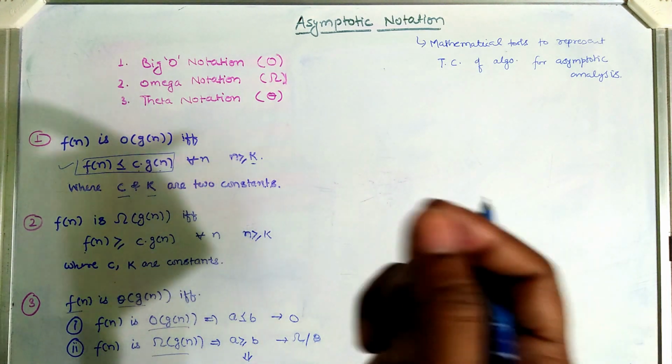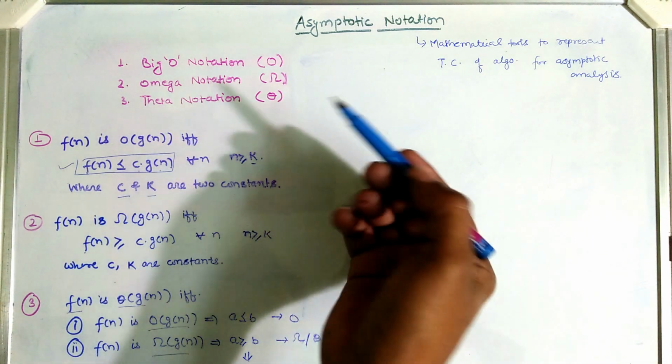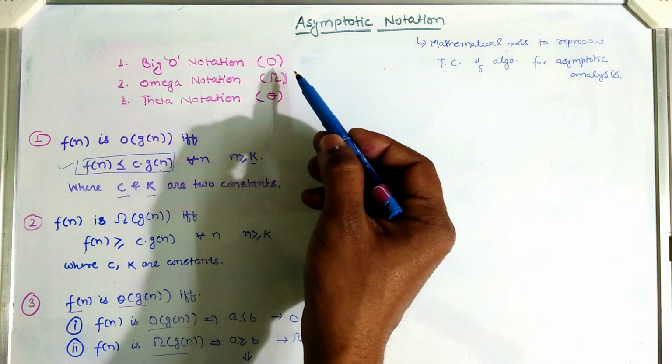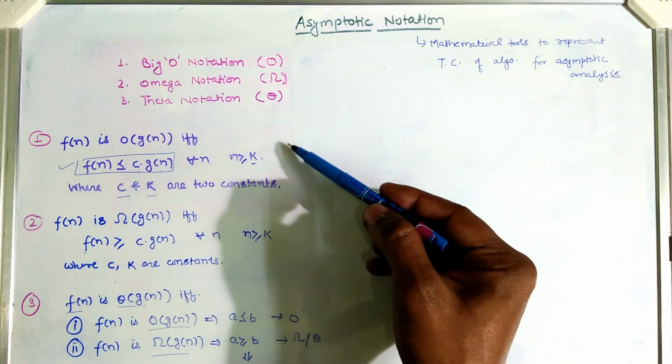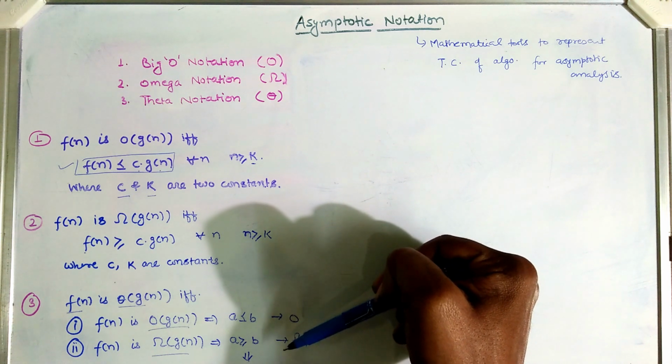So generally the asymptotic notations are of three types. First is big O notation, second is omega notation, and third is theta notation. Here the definitions of these three notations are listed.